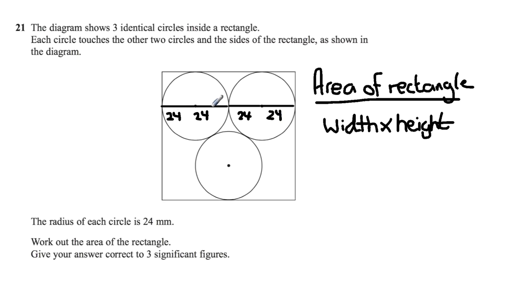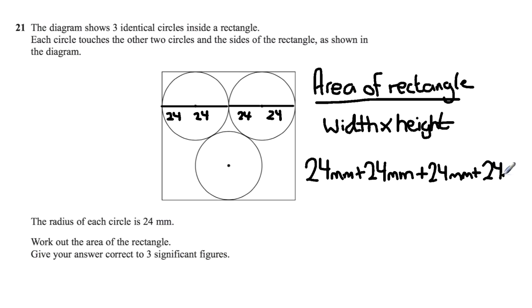24, 24, 24, 24. So if I add the four radii together, it will give us the width. So 24 plus 24 plus 24 plus 24 equals 98 millimeters. So the width is 98 millimeters.